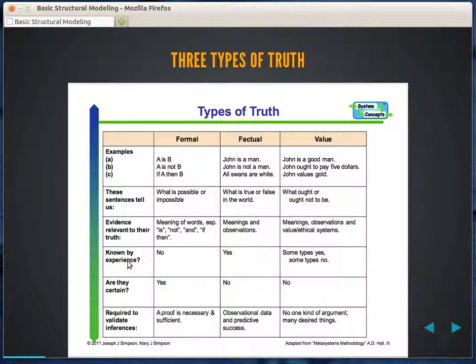And here, are they known by experience? Well, formal truth is not known by experience, where factual truth is, and in value truth, sometimes yes, sometimes no. So we, in engineering and system science, we're really interested in applying our techniques to the real world, and we get feedback through experience. So we're very interested in using formal truth to help us achieve these goals that are really necessarily delivered using factual and value truth.